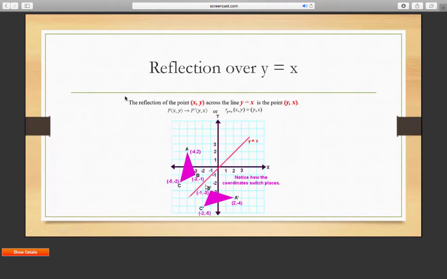With this one, it might be easier to memorize a rule. With the reflection over the line y equals x, you're going to take your point xy and you're just going to flip the coordinates. So xy becomes yx. If you look down here, point B was negative 3, negative 1, and when we reflected over the line y equals x, it became negative 1, negative 3.